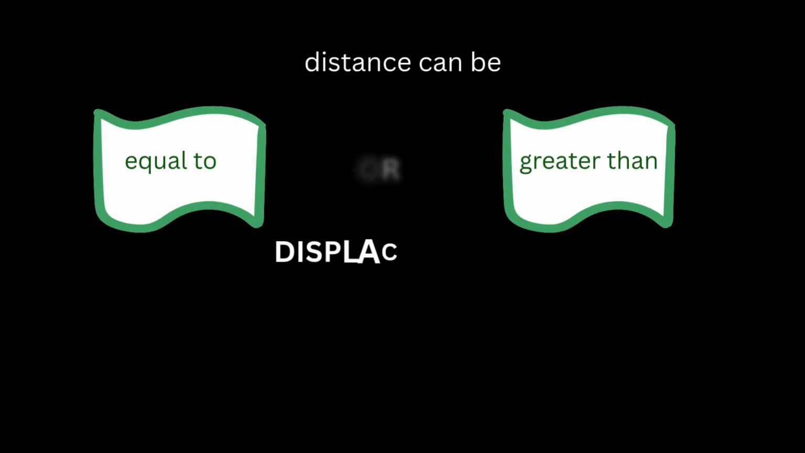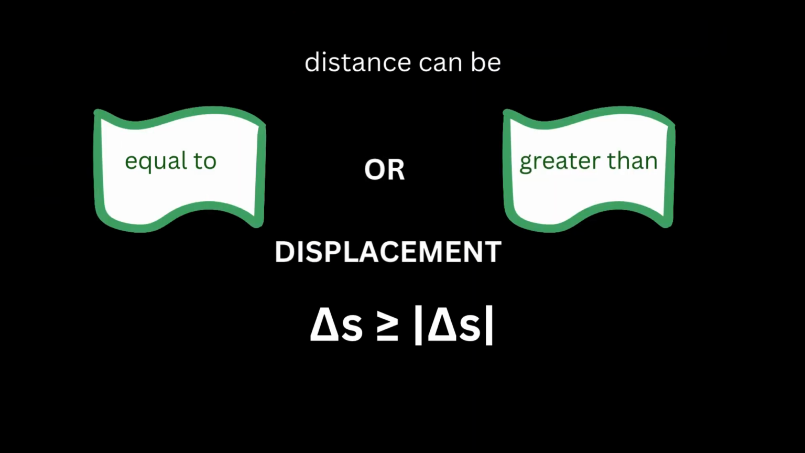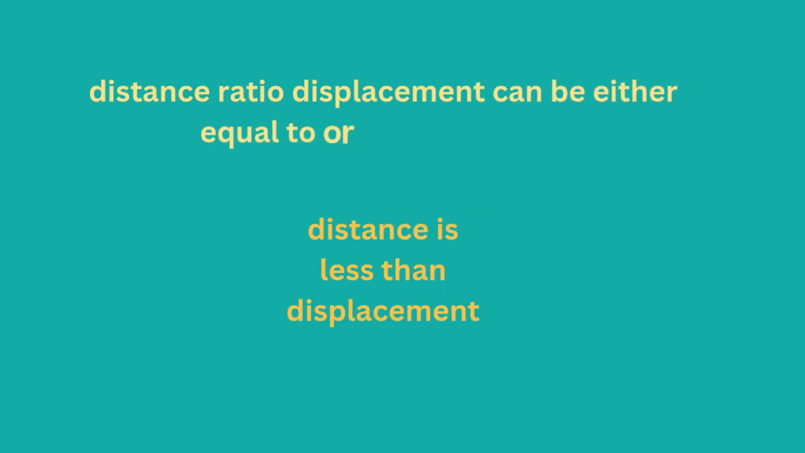So it means that distance can be either equal to or greater than displacement, which implies that the distance to displacement ratio can be either equal to or greater than one. But it is not possible that distance is less than displacement.